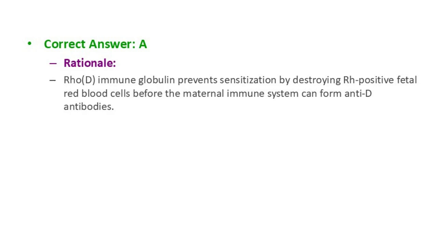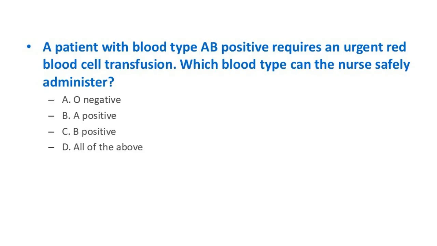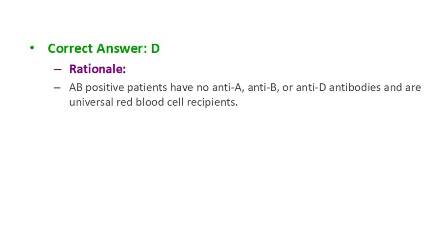Question 2. A patient with blood type AB positive requires an urgent red blood cell transfusion. Which blood type can the nurse safely administer? A. O negative, B. A positive, C. B positive, D. All of the above. The best answer will be D. Remember, the AB positive patient has no anti-A, anti-B, or anti-D antibodies, so they are universal red blood cell recipients.